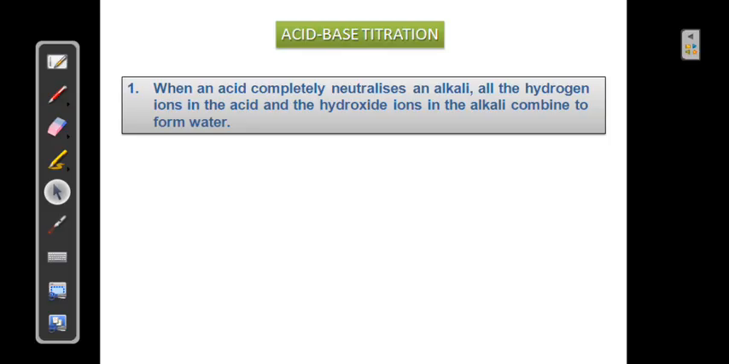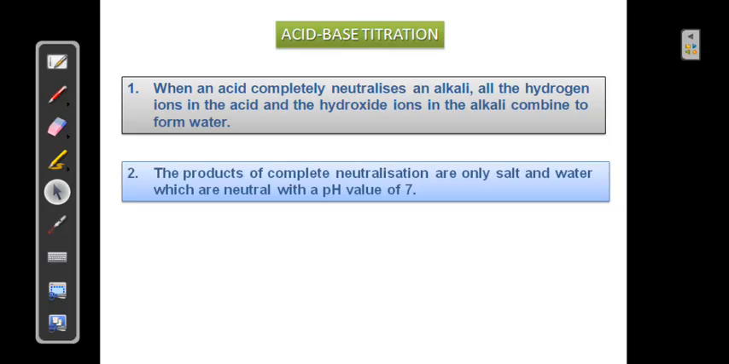The products of complete neutralization are only salt and water, which are neutral with a pH value of 7. Look at the word neutral, meaning it makes all the extreme stuff become harmless. When your body is so extreme in acid, when you neutralize it, it will return back to a condition called neutral. That is what our body should always be.